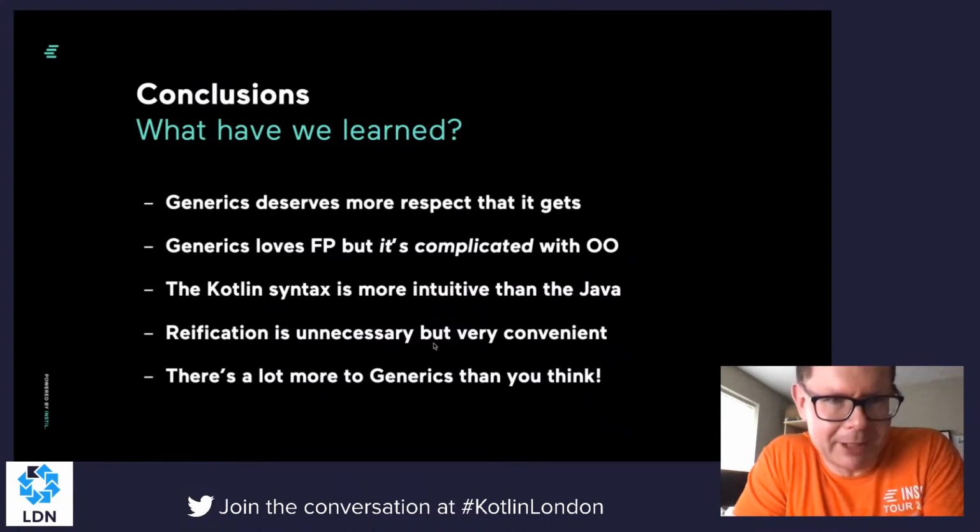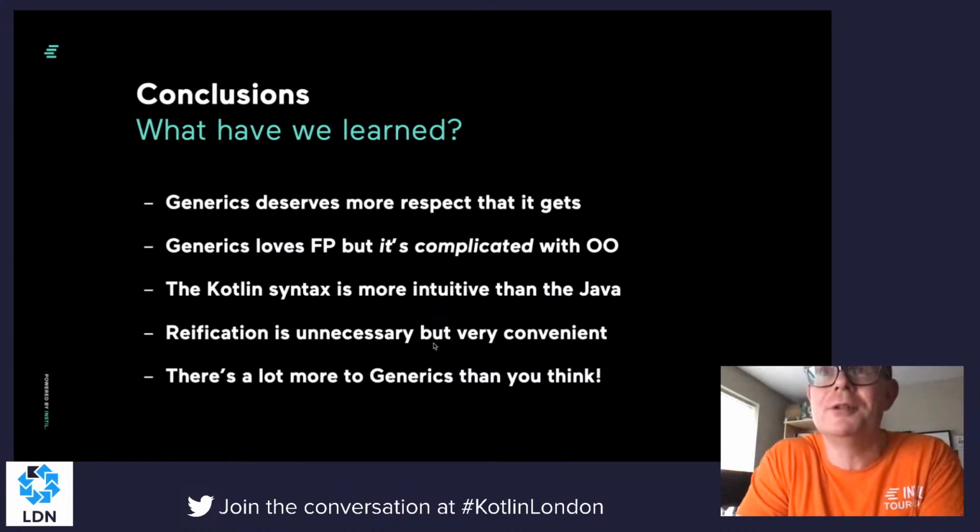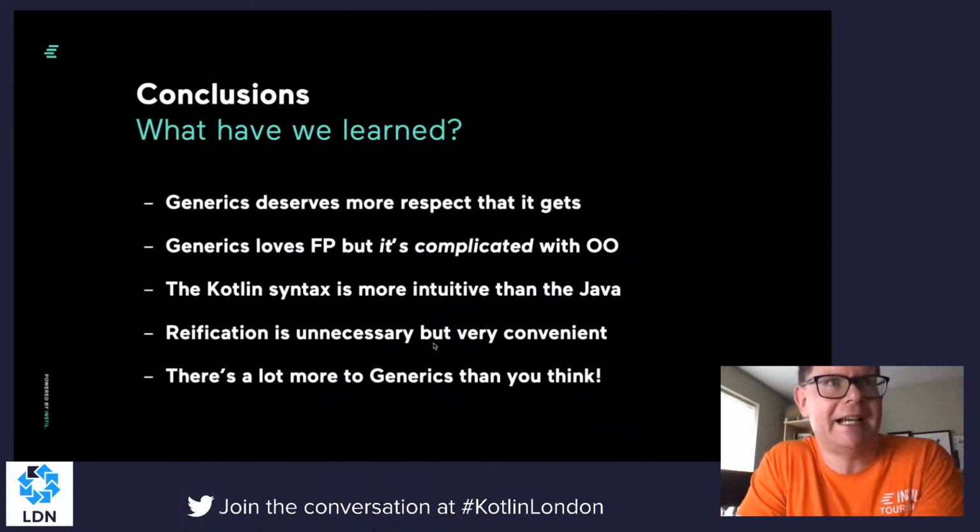So just to sum up, first of all, generics deserves a lot more respect than it gets. Generics is a programming style in its own right. It's at least as complicated as OO and FP. So whenever you're teaching other people to program, I strongly recommend you spend as much time on generics as on OO and FP. Give it the respect it deserves. And then FP works perfectly with generics, but it's complicated with OO. Flat classes are fine, inheritance is not.